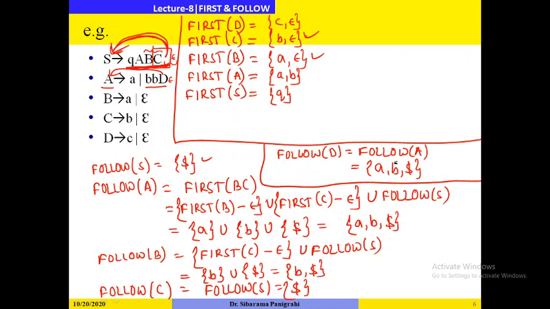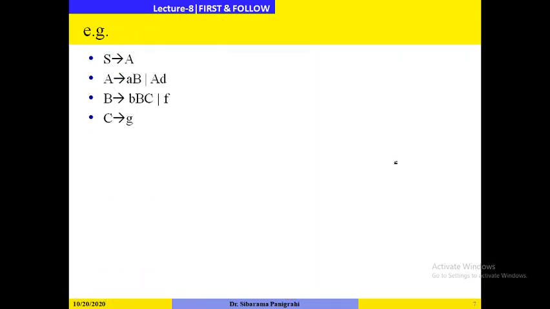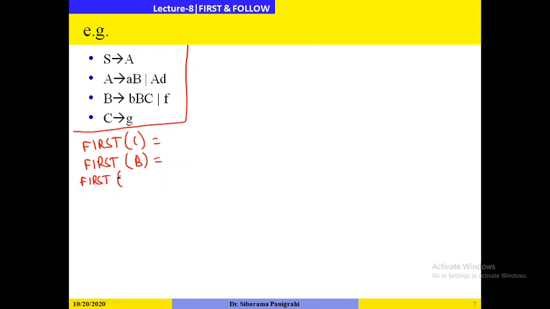Is there any doubt? Okay, no doubt. Let's go to the next example. Now you have to compute the first and follow for this example. So I want all of you to compute the first. Then I will verify, then we will go through follow. So first you will compute first of C. Then you will compute first of B. Then you will compute first of A. Then you will compute first of S.